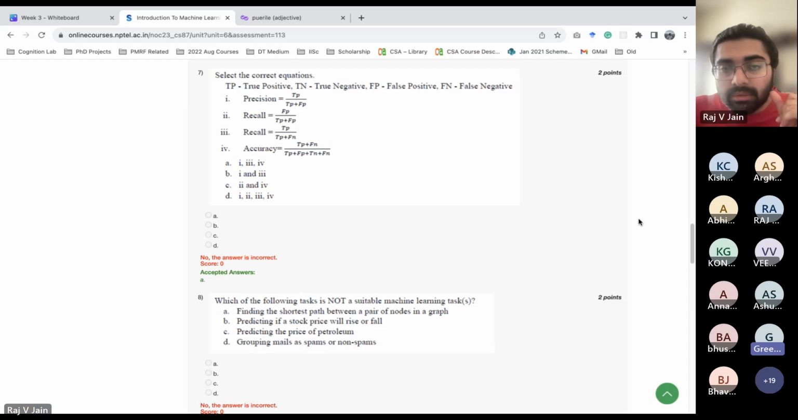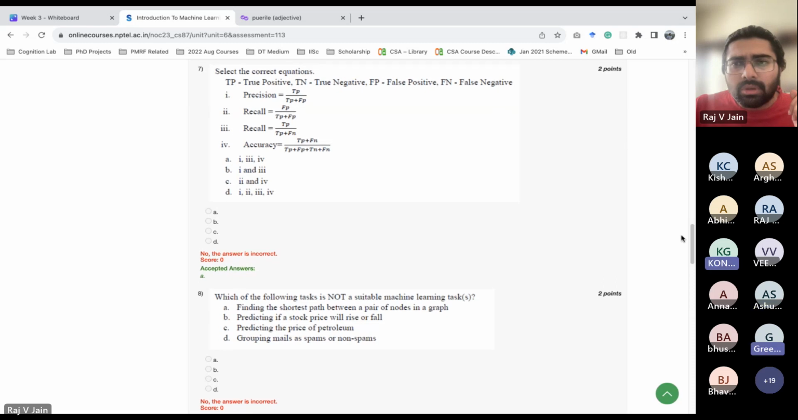Sorry? I'm just checking it out, matching the score sheet with the quiz paper, whether what you are saying is correct or not, with the explanation. Sir, I feel the definition of precision, true positive by true positive plus false positive, is correct. That is the only thing which is correct. Precision is that. So A is correct, that's what I feel.